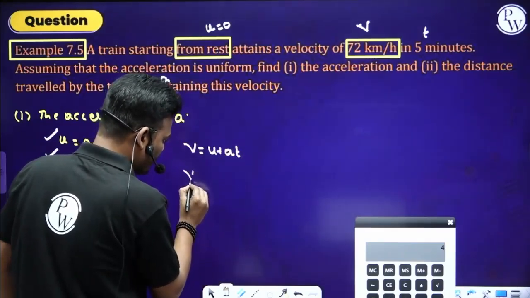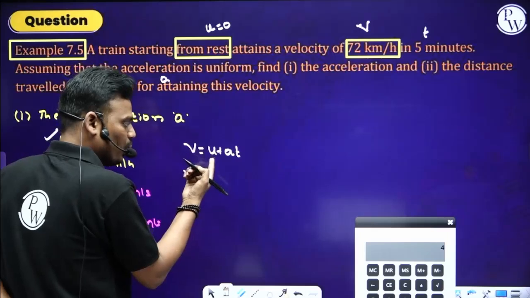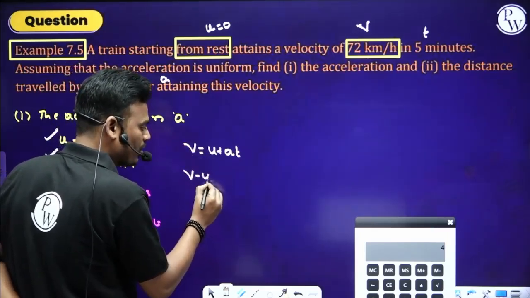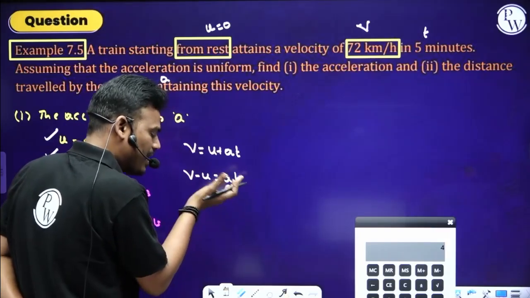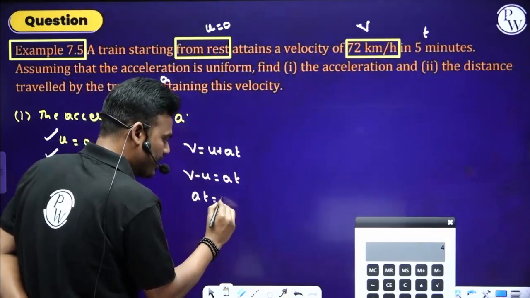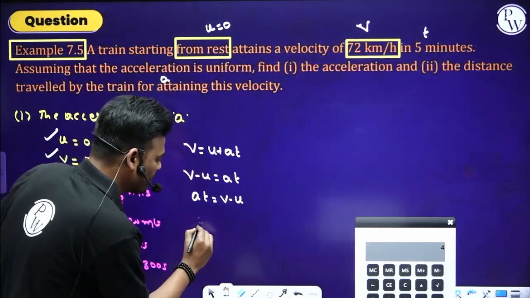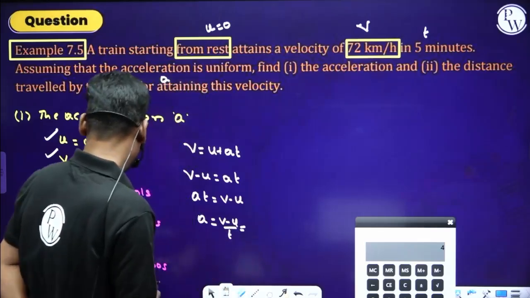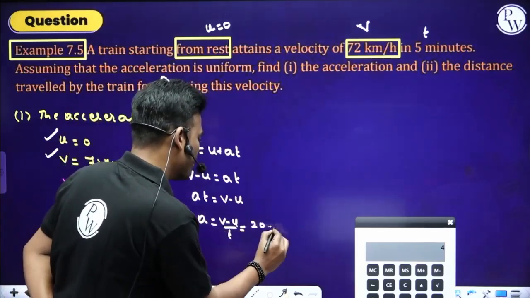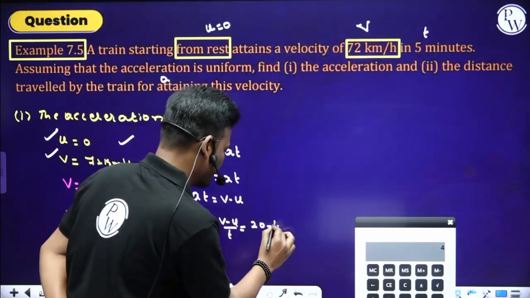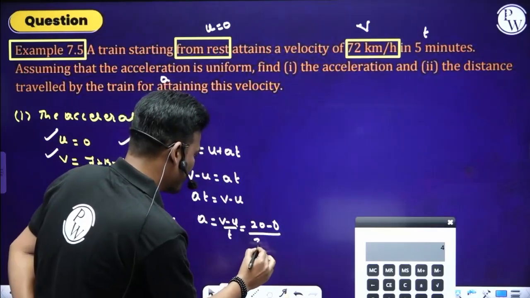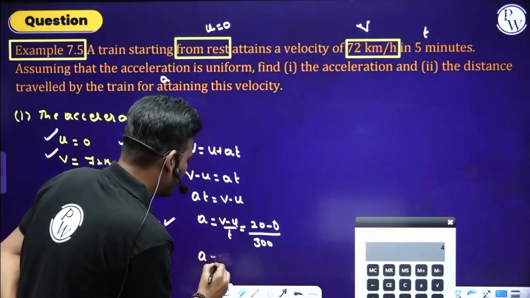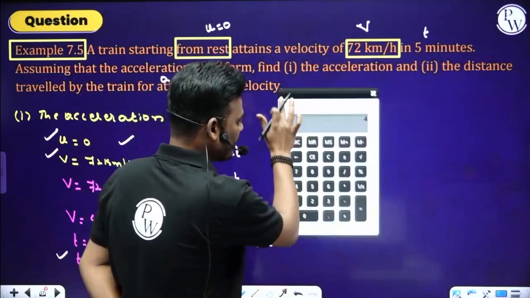Therefore, rearrange this equation. Transfer u to the left hand side; the plus u becomes minus u. So at equals v minus u, and a equals (v minus u) divided by t. Substitute the values: v is 20 meter per second, u is 0 meter per second, divided by 300 seconds.